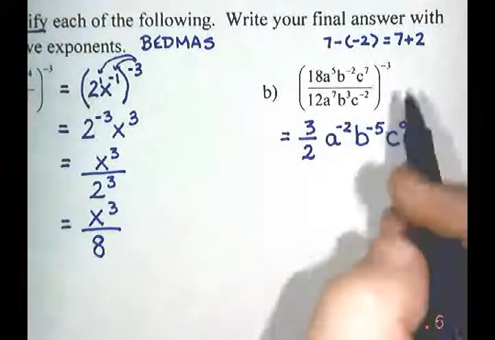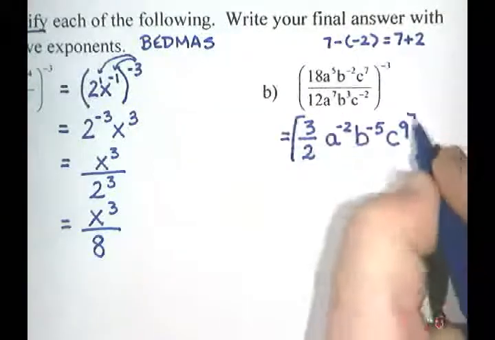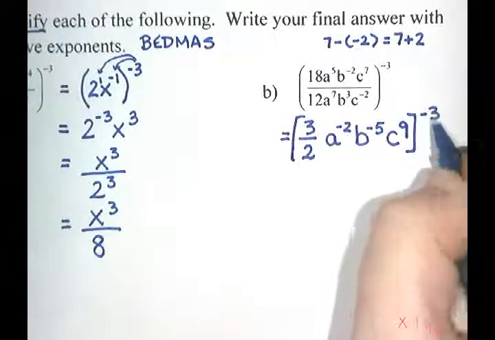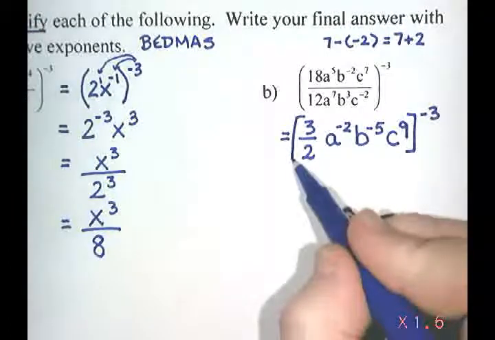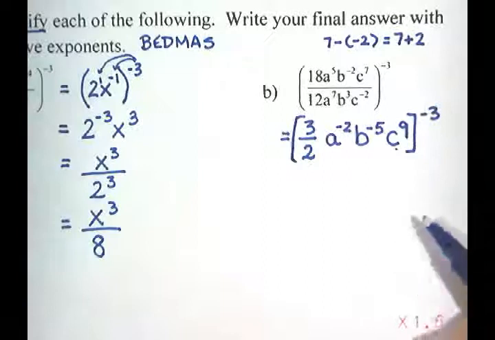So now that I've simplified, I want to try to write this. Oh, I forgot about my negative 3. Okay, so we've worked out what's inside the bracket. So next we're going to apply our exponent of negative 3.